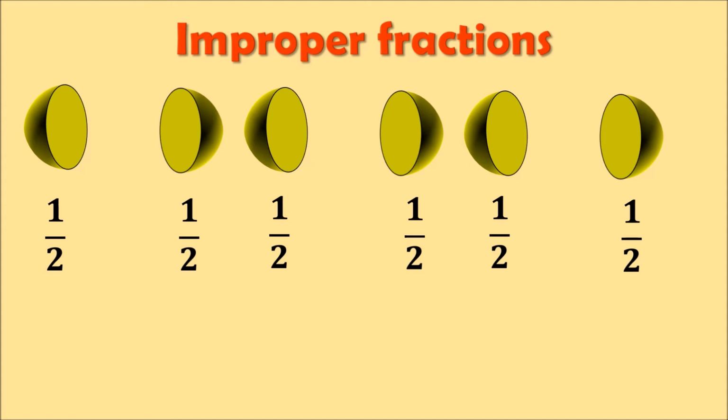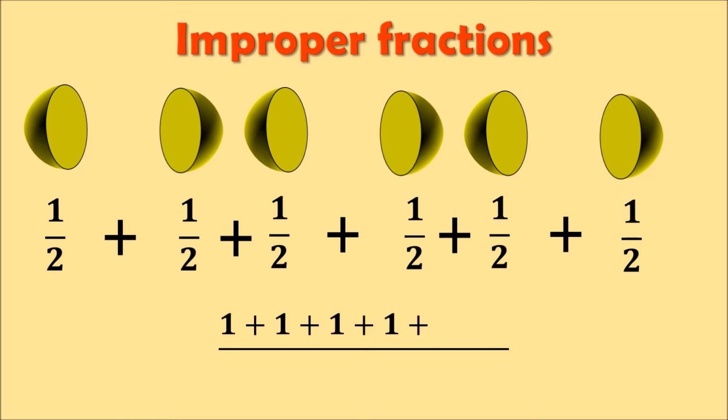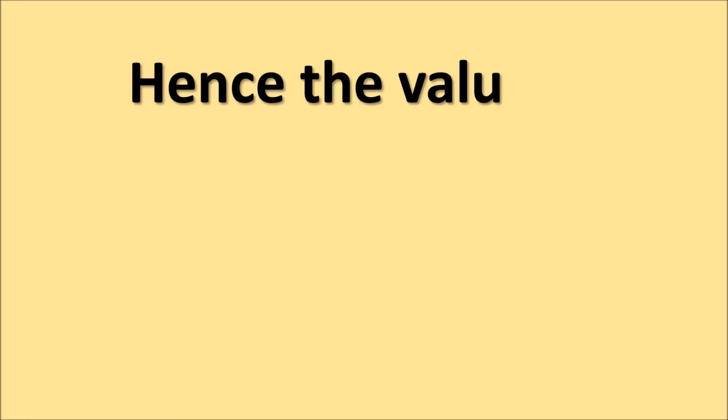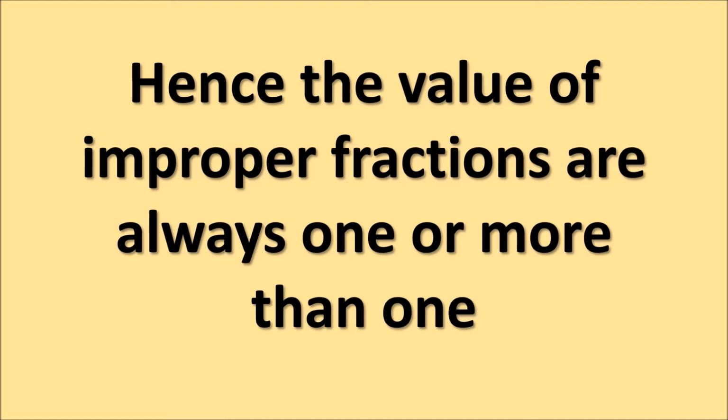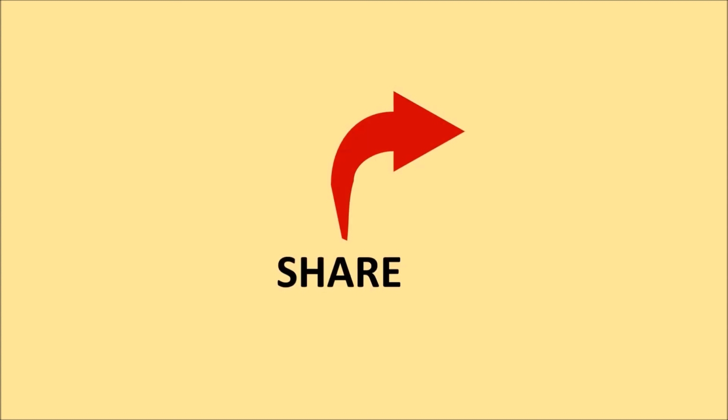Now how will we write this improper fraction? It is simple. Just add all the parts and we will get our improper fraction, that is 6 by 2. That's why the value of improper fractions is always 1 or greater than 1. So I think you understood the concept of improper fractions.